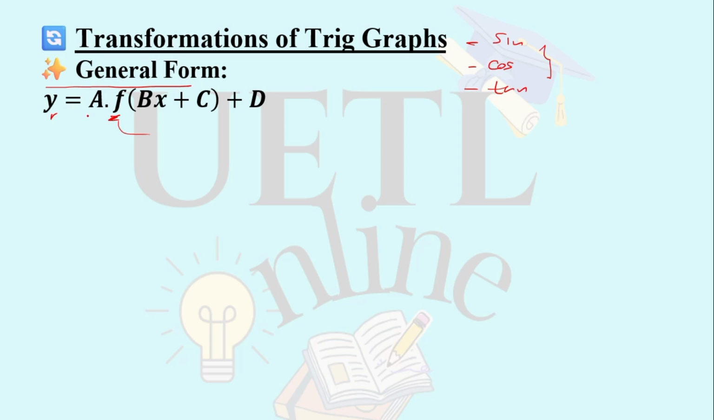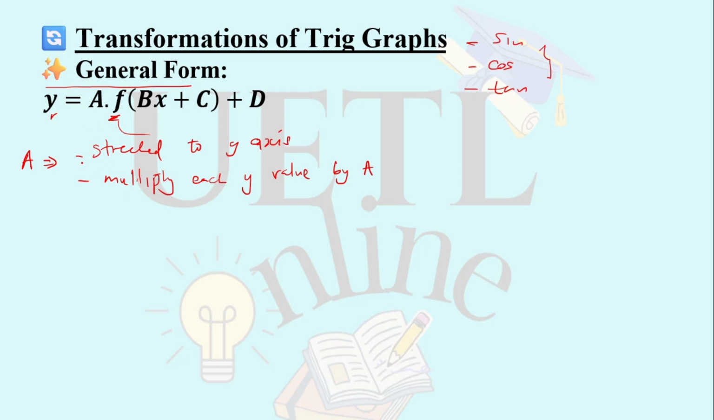I'm going to explain the meaning of each one of these. The meaning of a is that the graph was stretched along the y-axis. When you draw a basic graph, if a is added here, it means that you multiply each y value by a. This is the meaning of a.